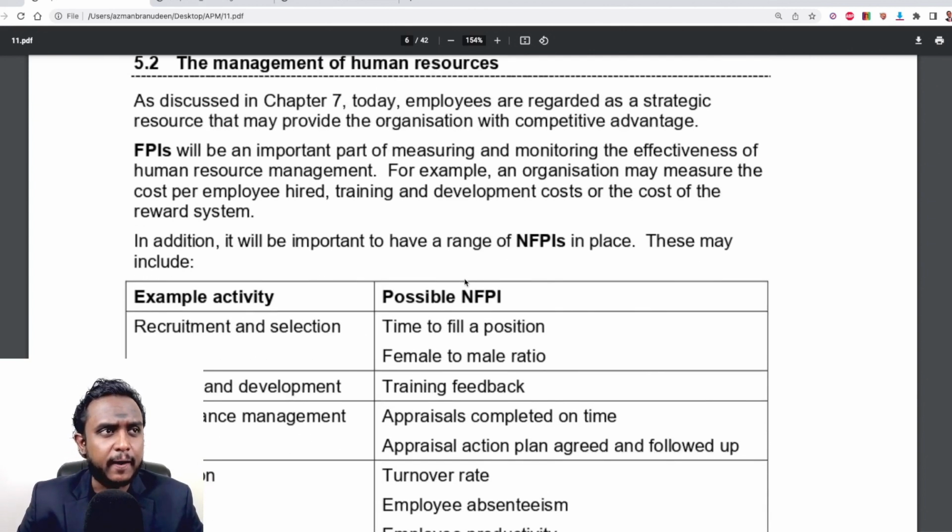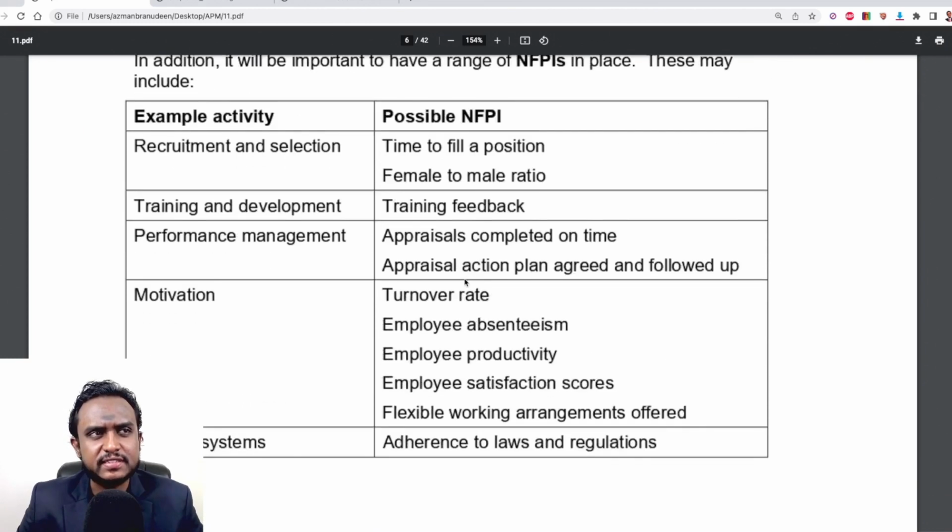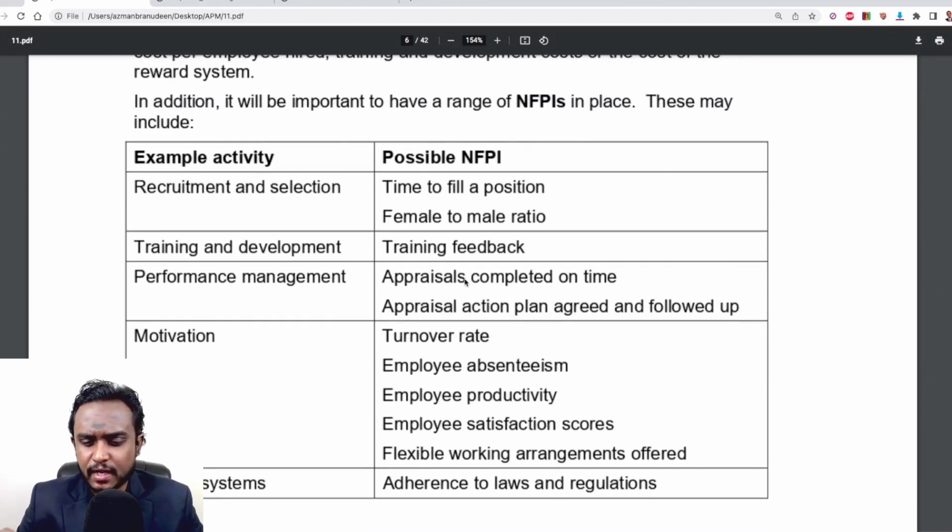So we look at these three to establish an understanding of the examples of what kind of NFPIs we can establish, because we also want to measure. That's the need. We want to measure things, and in order to measure, we have to come up with some sort of way. And even though our measures, our KPIs to measure these non-financial or qualitative areas are not perfect, you just try to do the best you can.